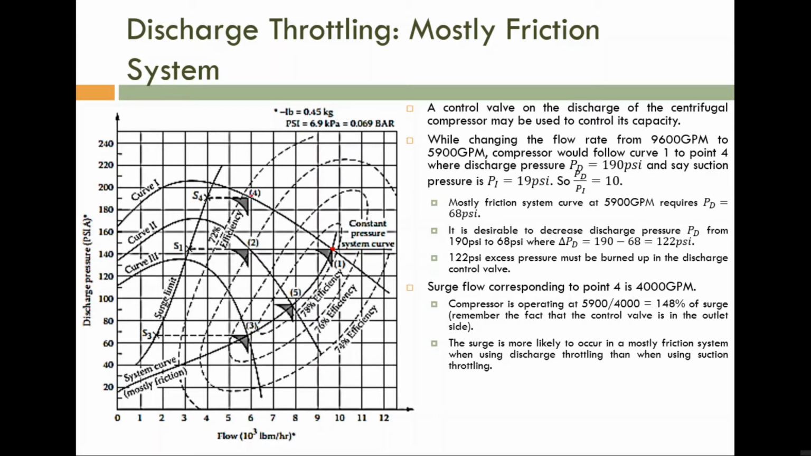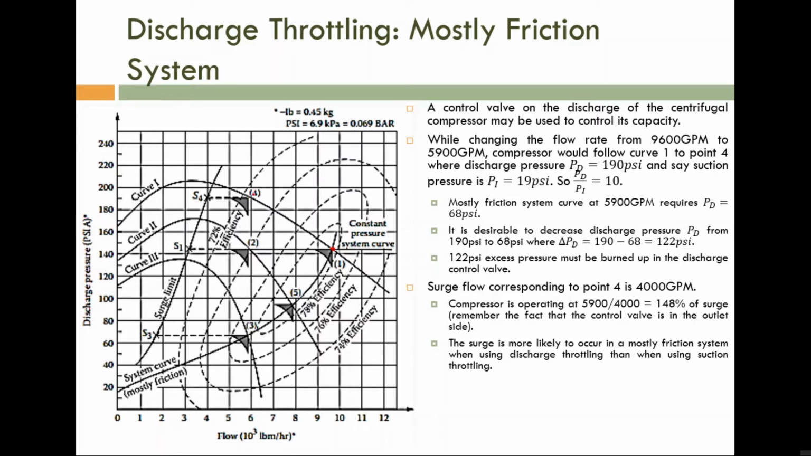So this is the new point, operating point 4, where the flow rate is 5900 and pressure is 190 psi. Corresponding to operating point 1, the pressure is 144 psi. So what is happening with the decrease in flow rate? The pressure is increased to 190 psi.